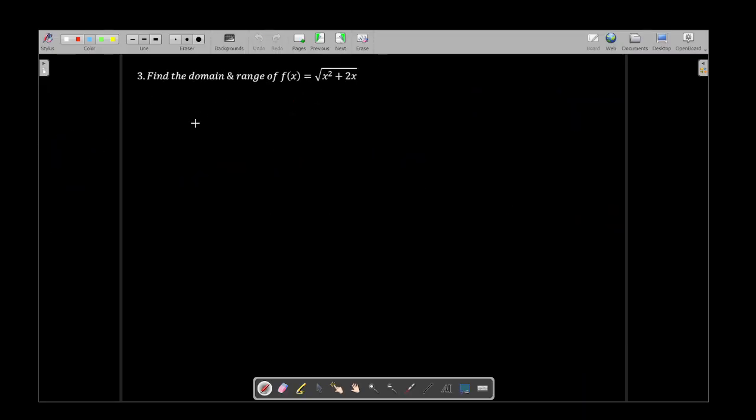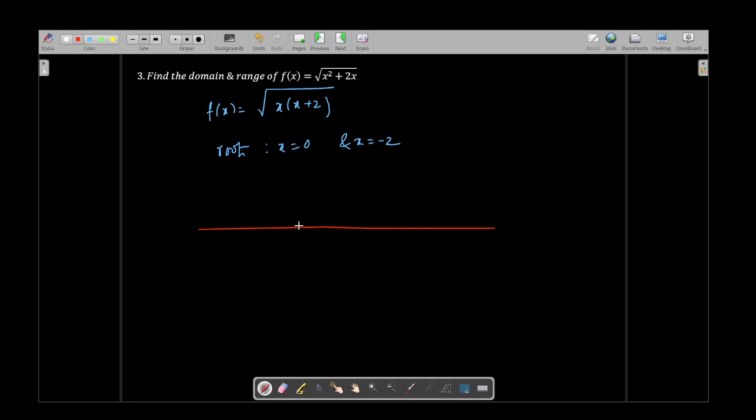x square plus 2x. So f of x, I can write this as x into x plus 2. So here the roots are x is equal to 0 and x is equal to minus 2. So directly we'll write without wasting much time. If I write the number line like this, we have 0 over here and minus 2 over here. Let us extend this.